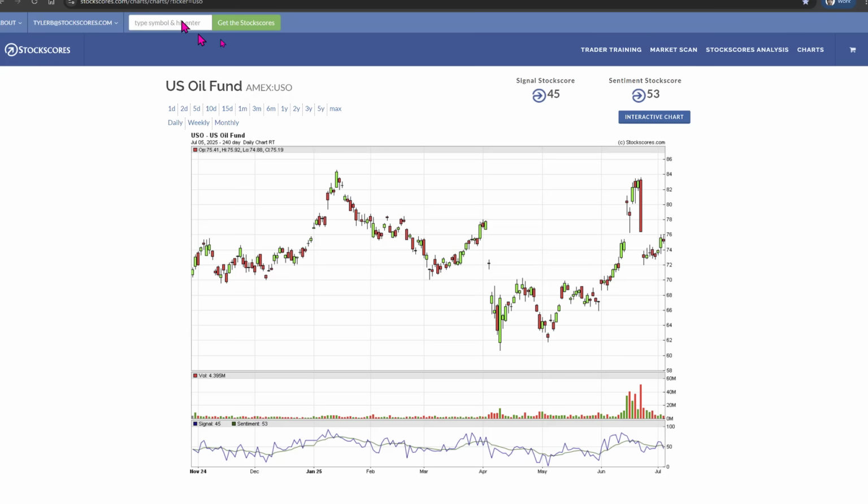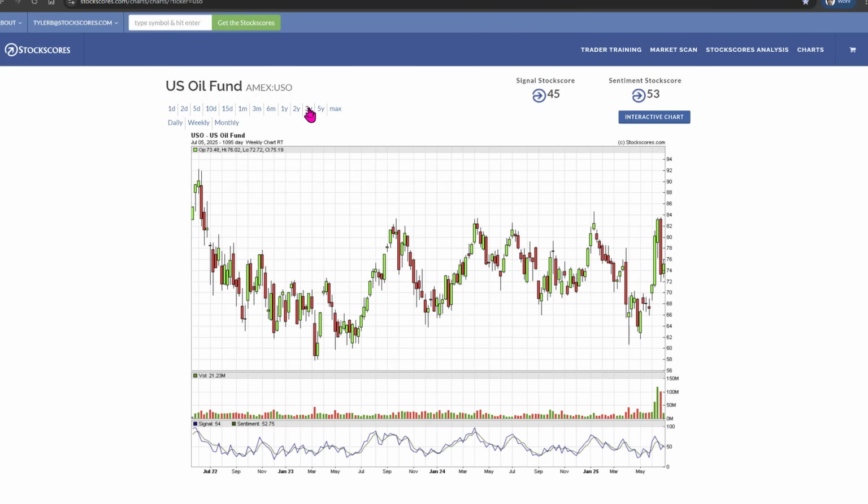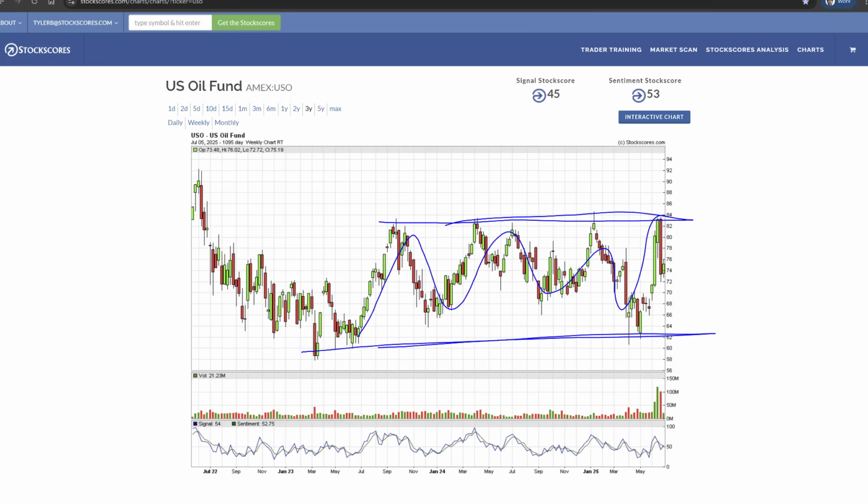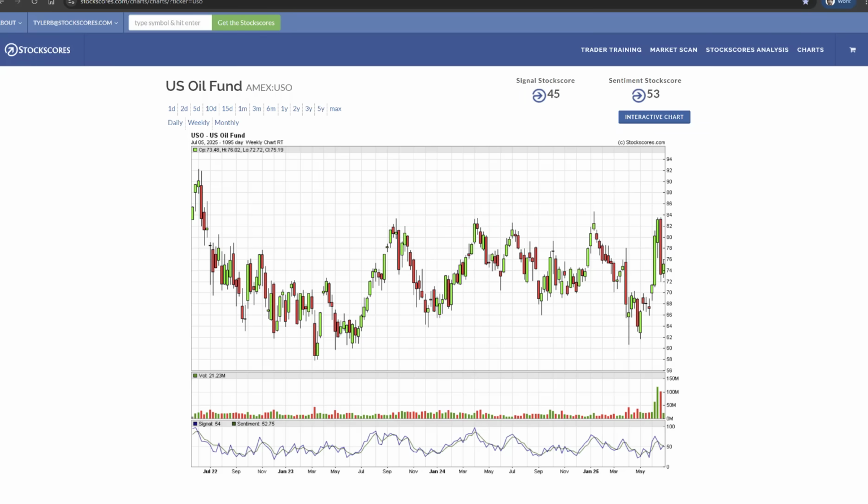So I think as oil is hard to predict, if we look at the 3-year weekly chart, we can see that oil has just been in this long, sideways, choppy pattern. When it gets to the top, you sell. When it gets to the lows, you buy. But in the middle here, a little bit hard to predict. All right, let's move into currencies.